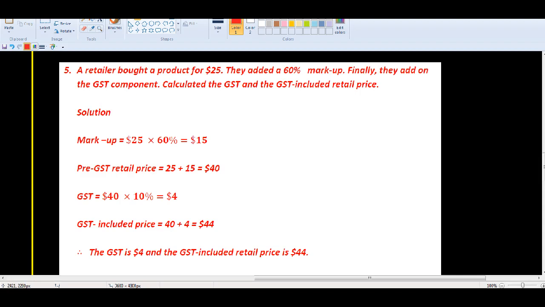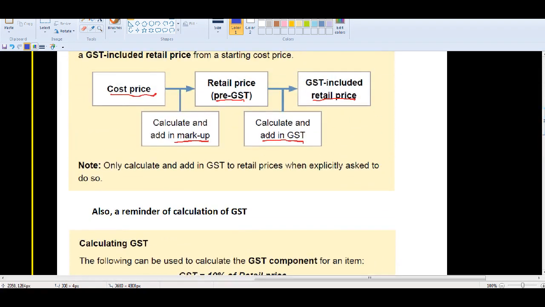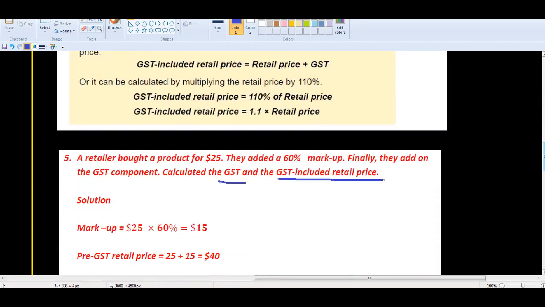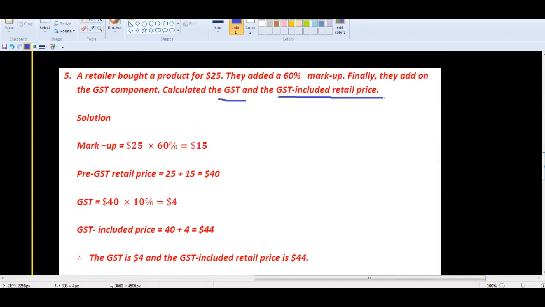Calculate the GST and GST included retail price. So you need to find the GST and GST included retail price. Alright. So there are two things to find. First, you need to find the pre-GST retail price from the cost price. The cost price is $25. So here is the cost price.